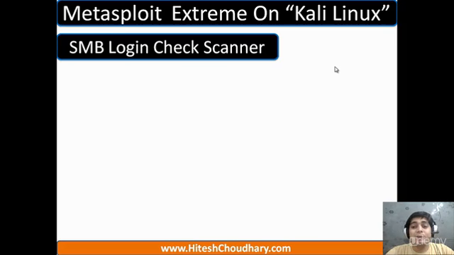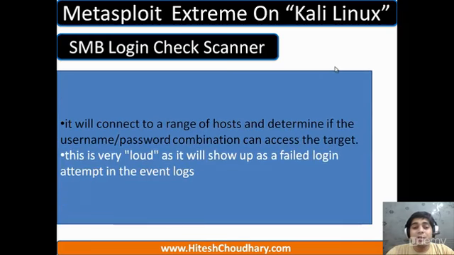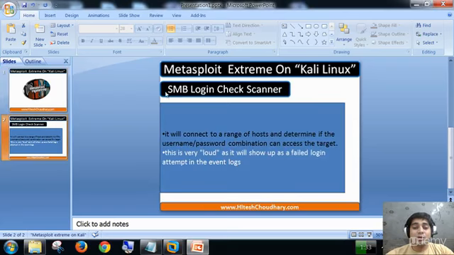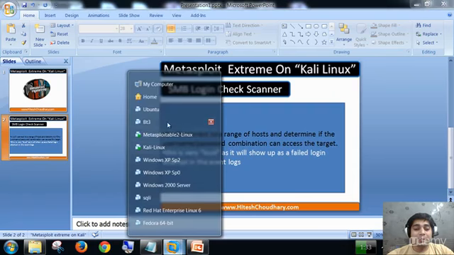So make sure that you always keep two things in mind. First, it will connect to a range of hosts and determine if the username and password combination that you have already got can access the target or not. So you can check a number of hosts, or you can also check one particular host as well. And the second, very important, is that it is a very loud attack, because failed login attempts will always be shown in your Windows, on your Linux or anything out there. So make sure you are very precise while doing this. So let's check out how to do the SMB login check scanner while pen testing.